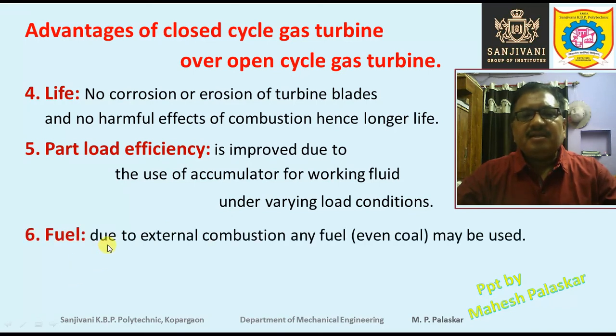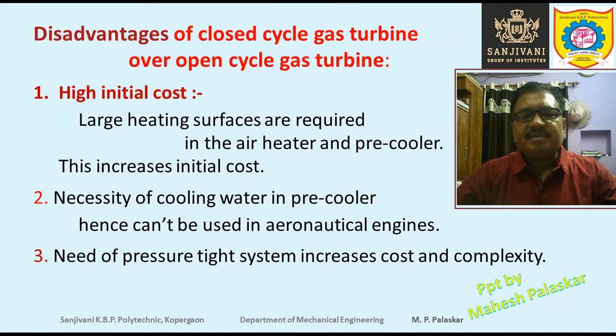Fuel. Due to external combustion, any fuel can be used. Even coal can be used, coke can be used, or sometimes wood can also be used in case of the closed cycle gas turbine, because the combustion is external. The products of combustion don't come in contact with the working substance. So we can use even solid fuel, or low grade fuel, in case of the closed cycle gas turbine.